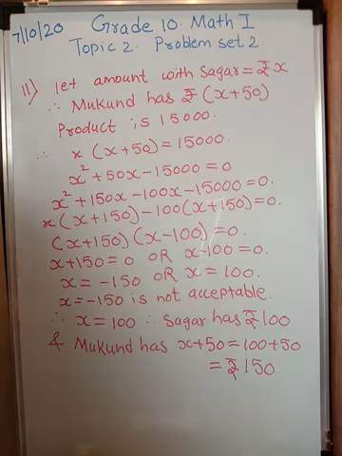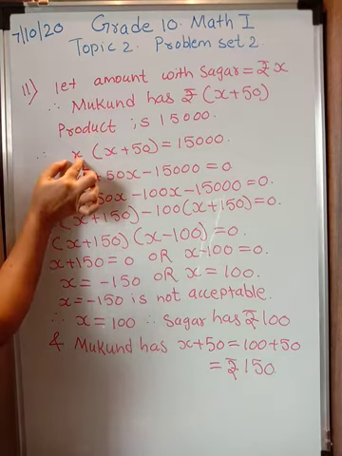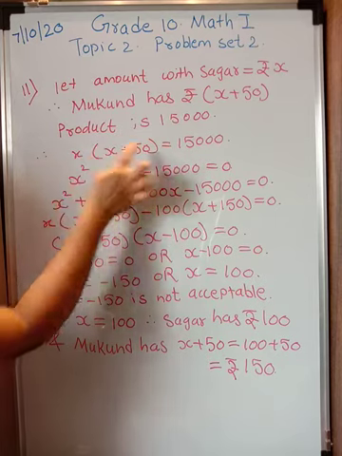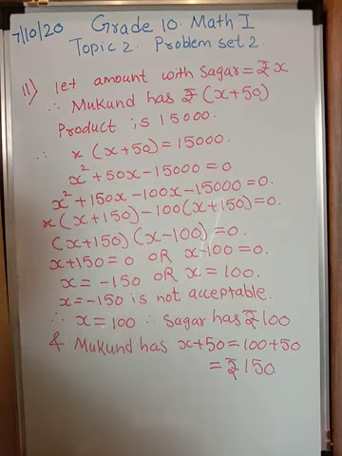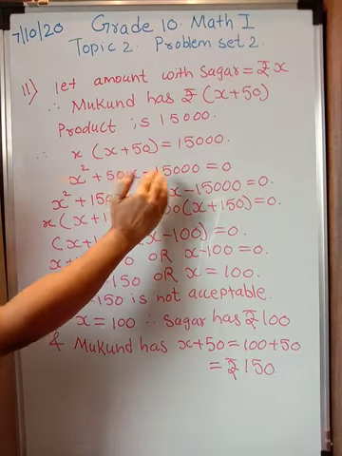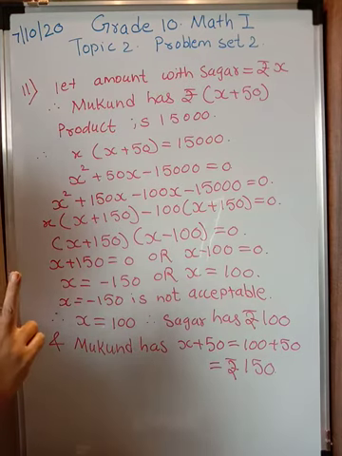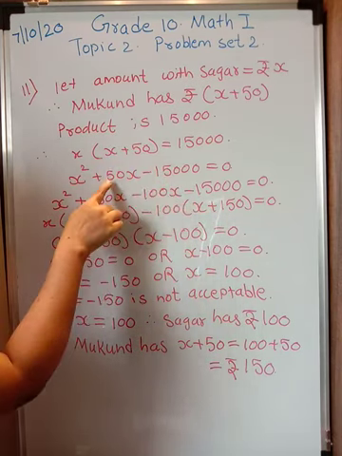And the next sentence is important. The product of the amount they have is 15,000. So the product means what? Multiplication. So this is the amount of money which Sagar has, this is the amount of money which Mukund has, and their product is 15,000. So solve this, you get x square plus 50x minus 15,000 is equal to 0. Now ask the question: tell me two numbers whose product is minus 15,000 and whose subtraction is 50.